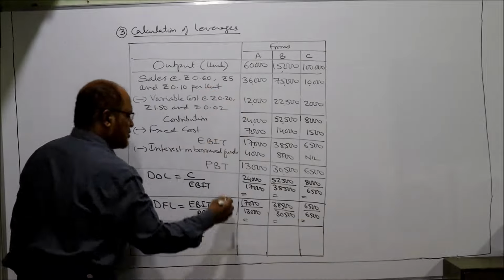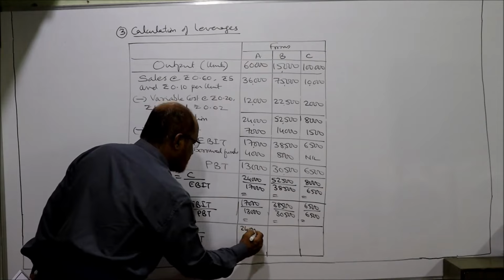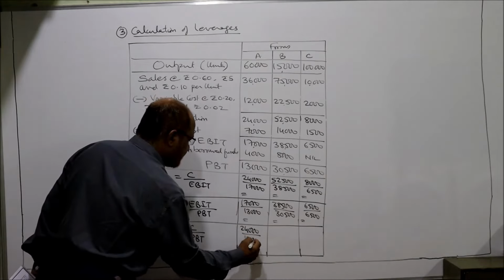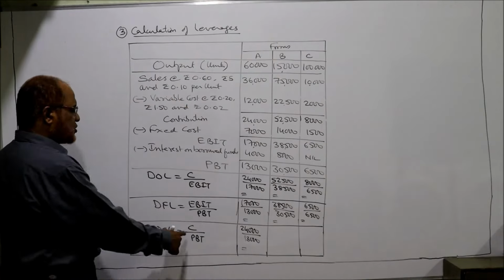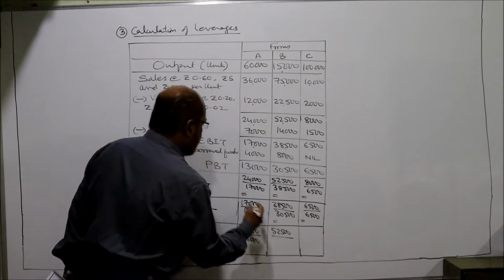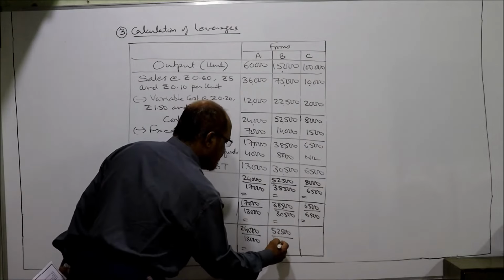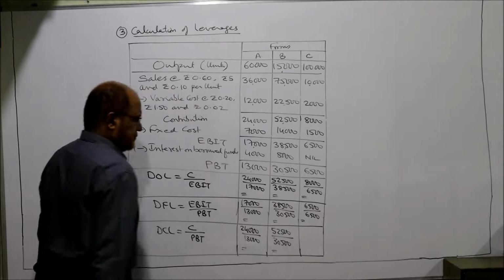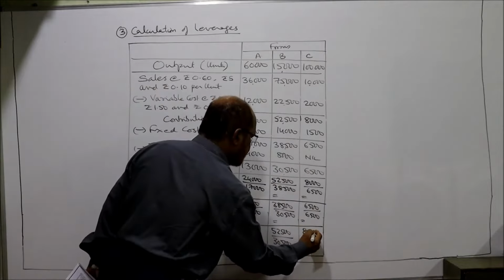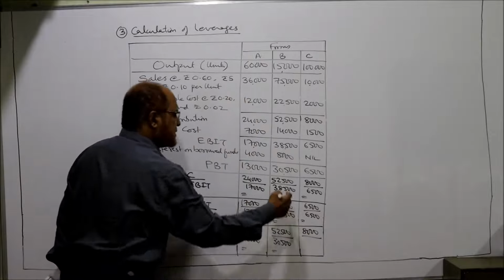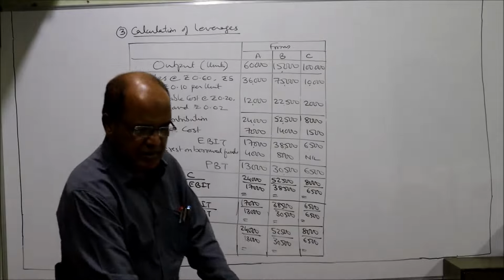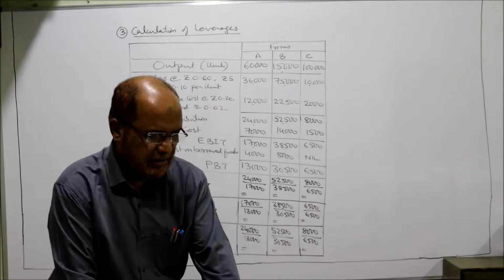Next, C, contribution: 24,000 divided by PBT, which is 13,000. Next one, contribution is 52,500, PBT 30,500. Last one, C, contribution is 8,000 divided by PBT, which is 6,500. That's it. Now we'll find out the leverages.